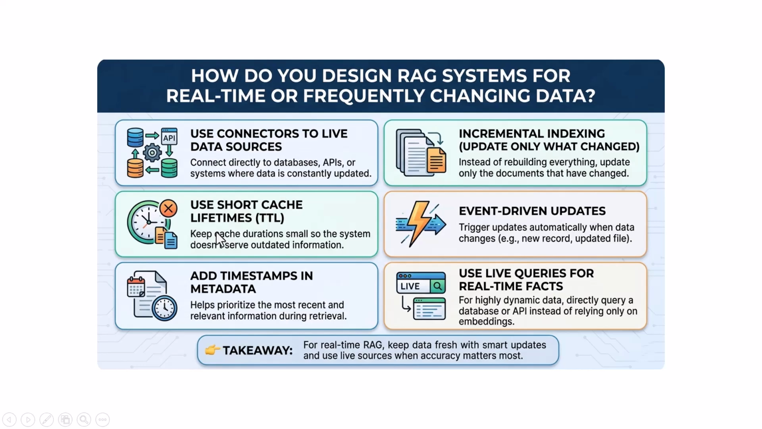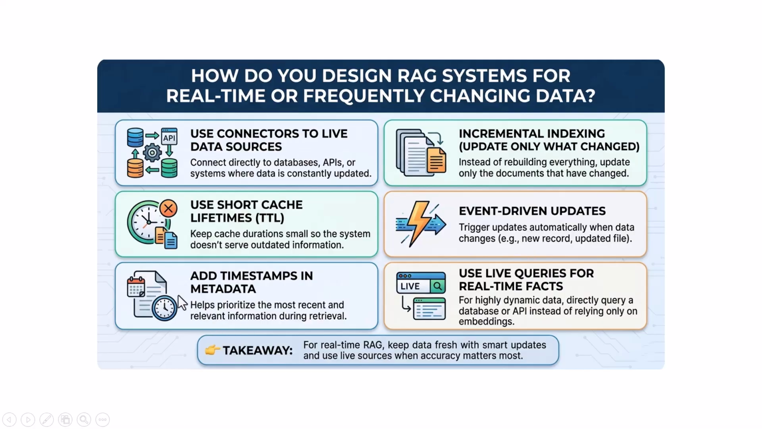The next one is to use short cache lifetimes. That is, keep cache durations small so the system doesn't serve outdated information. Okay. The other one is event-driven updates. That is, trigger updates automatically when data changes. For example, when a new record is created or a file gets updated, etc.